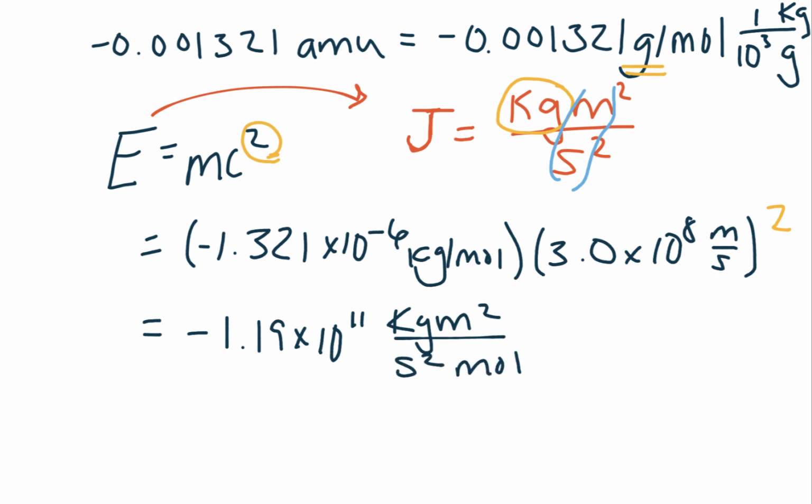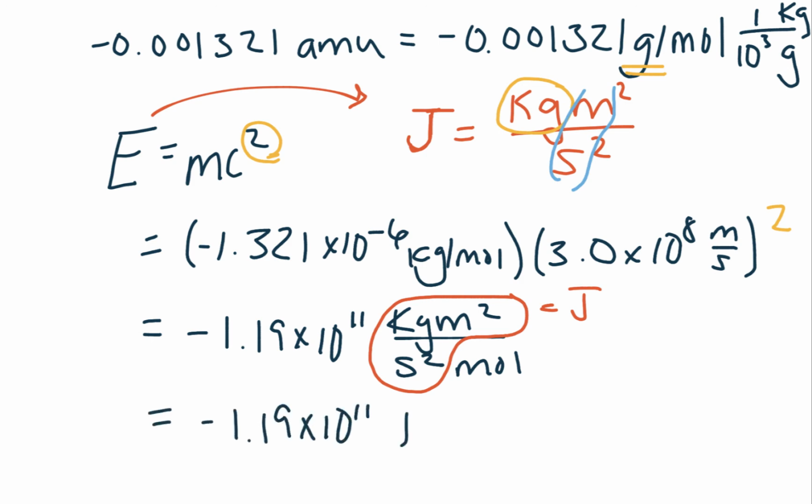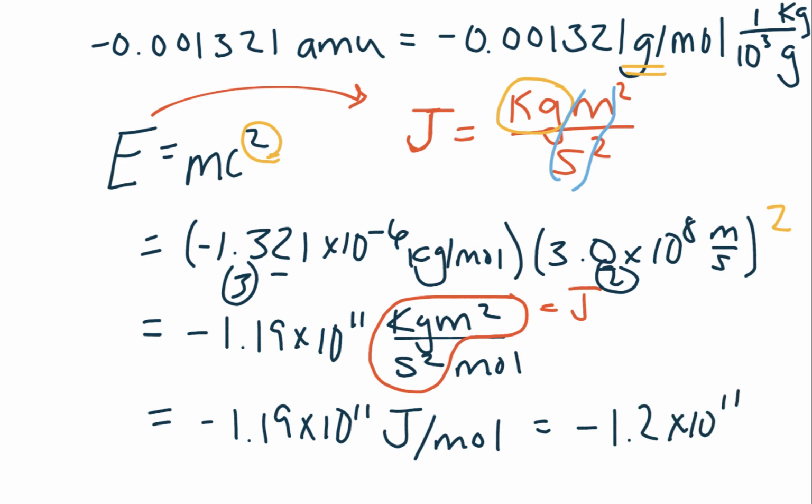Then we know that kilograms meters squared per second squared is the same thing as a joule, so we can rewrite that as negative 1.19 times 10 to the 11 joules per mole. We can round this for sig figs. This was accurate to here. This only has 2, so 3 and 2. We can round it to negative 1.2 times 10 to the 11 joules per mole.